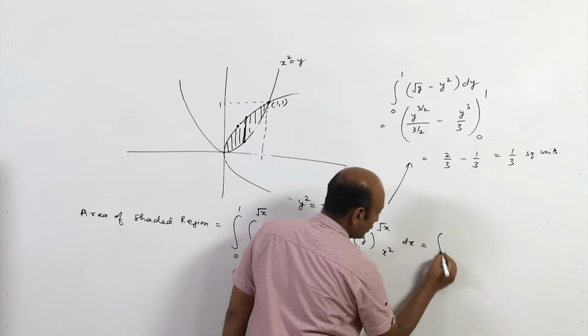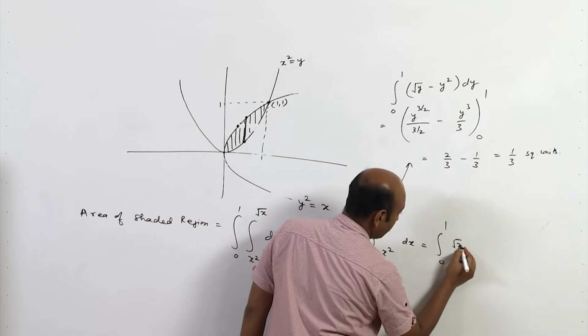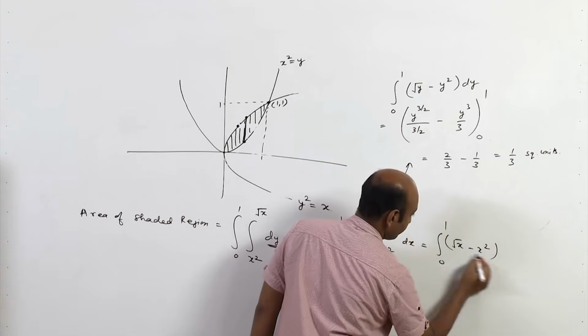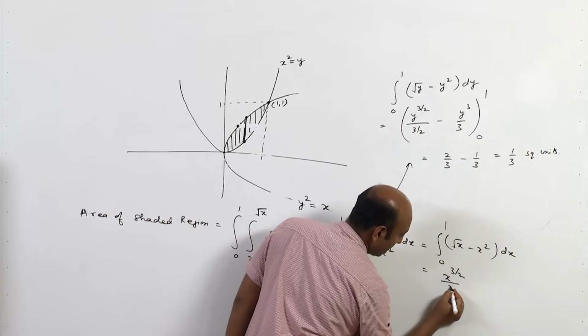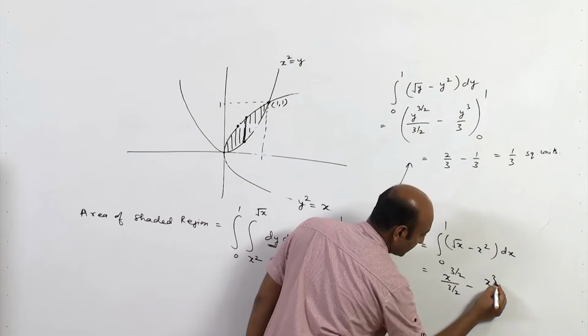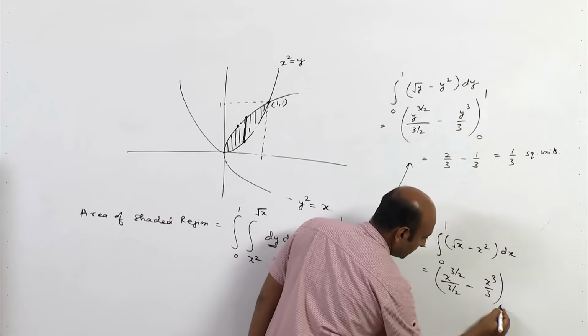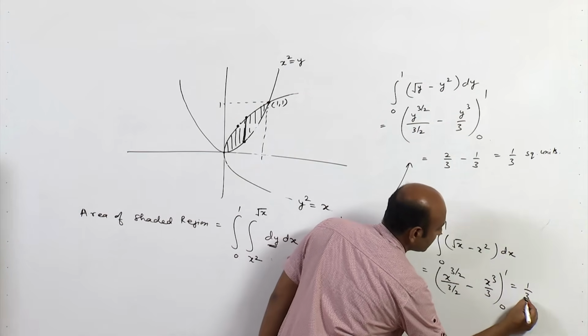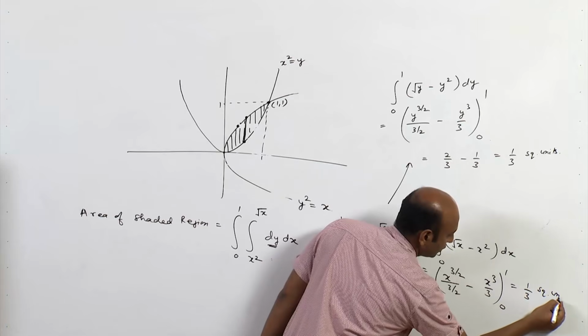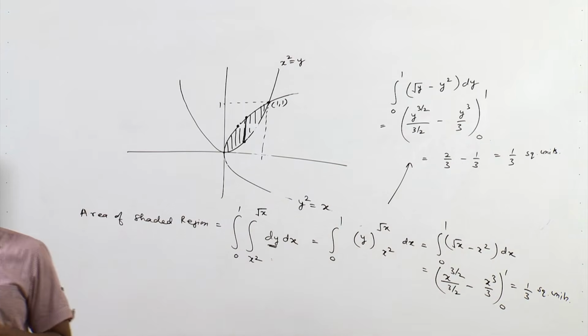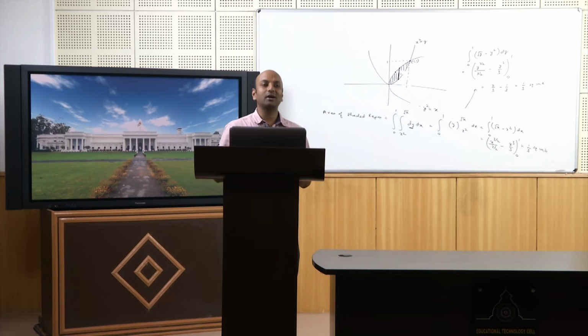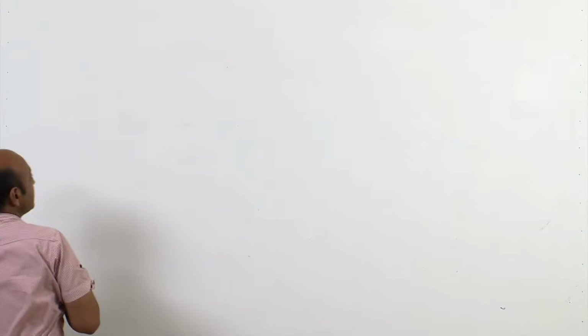This is equal to 0 to 1, upper limit minus lower limit. So this is x raised to power 3 by 2 upon 3 by 2, minus x cube by 3, from 0 to 1. So we get the same answer, which is 1 by 3 square units. Okay. So that is how we can find the area of the shaded region using double integral. Now, suppose you have this type of problem.